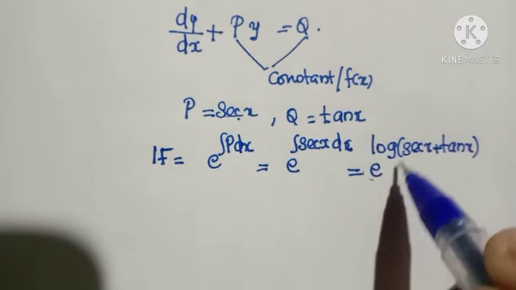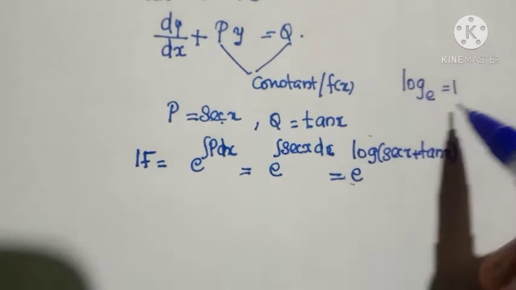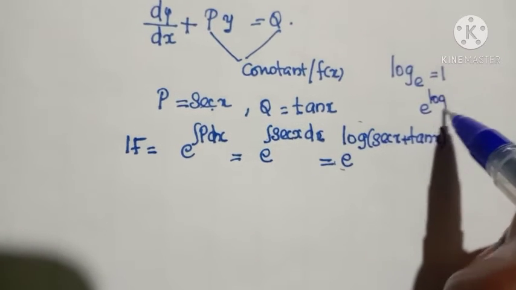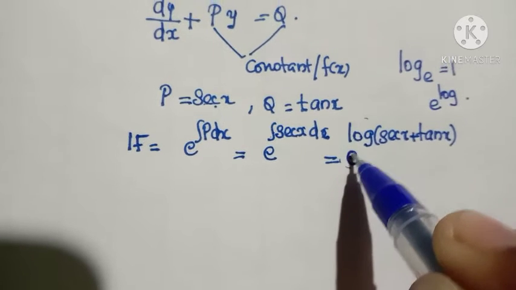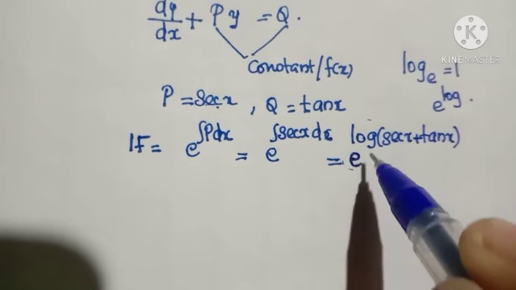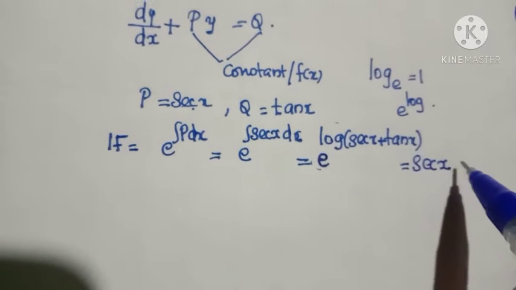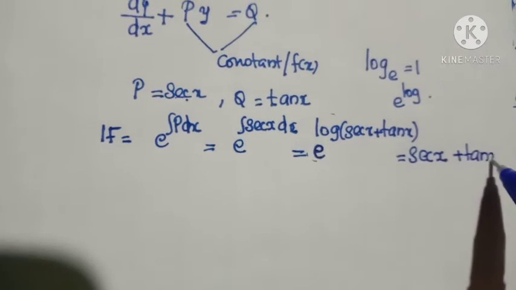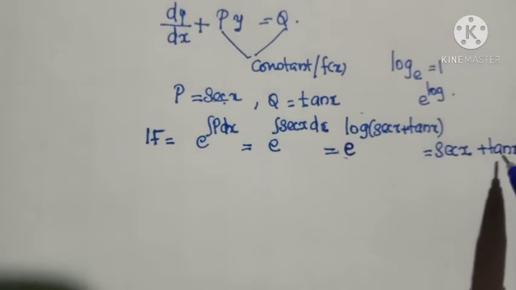Now e raised to log. What is log to the base e? It is 1. It is same as e raised to log. So if you see anywhere in the form e raised to log, you can consider this as 1. So this is equal to sec x plus tan x. So integrating factor is sec x plus tan x.